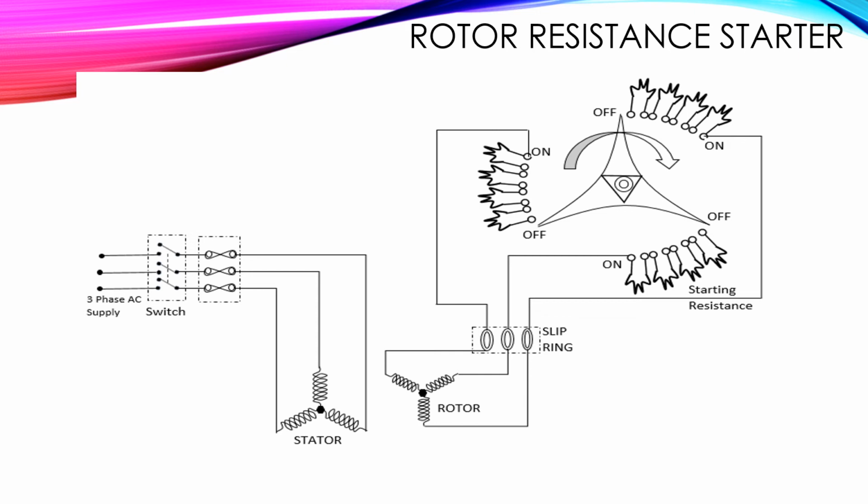So at starting, when the motor is to be started, the full resistance is connected in series with the rotor winding, right? As the full resistance is connected in series with the rotor winding, the starting current can be controlled. And as the motor approaches the normal speed, this variable resistance is cut in steps, and finally it is zero when the motor rotates at the normal speed.